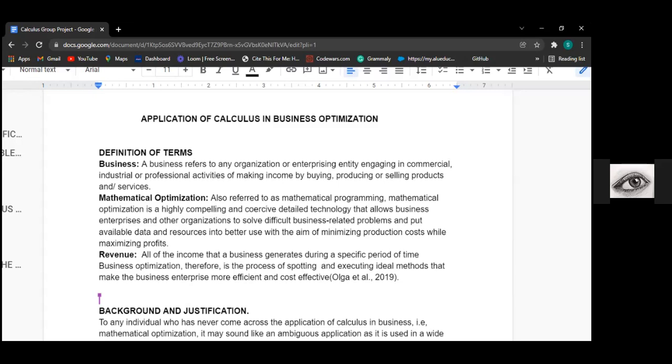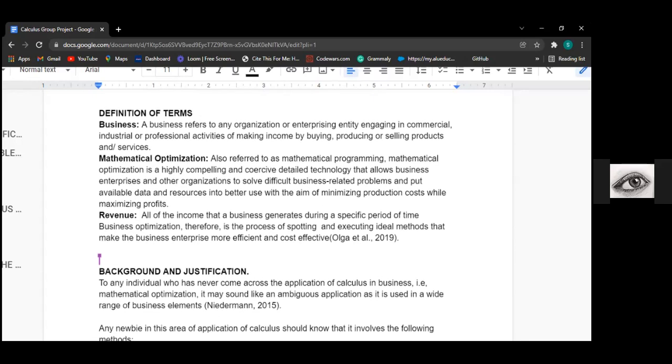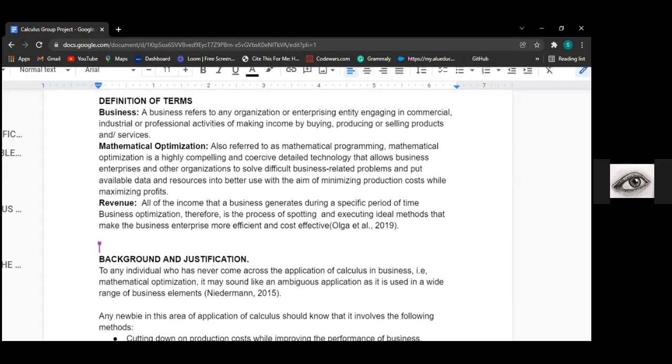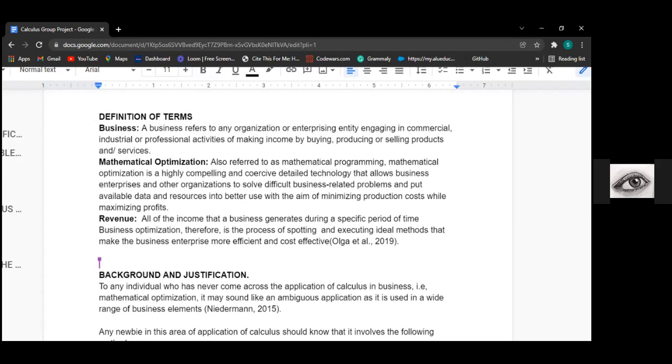This is group 20, and for our project, we'll be talking about the application of calculus in business optimization. So derivatives in calculus, otherwise known as the change in one variable relative to change in another, are identical to the business concept of optimization and marginalism, which examines the change in an outcome resulting from a single unit increase in another variable. So first of all, we'll define the most important terms within our application.